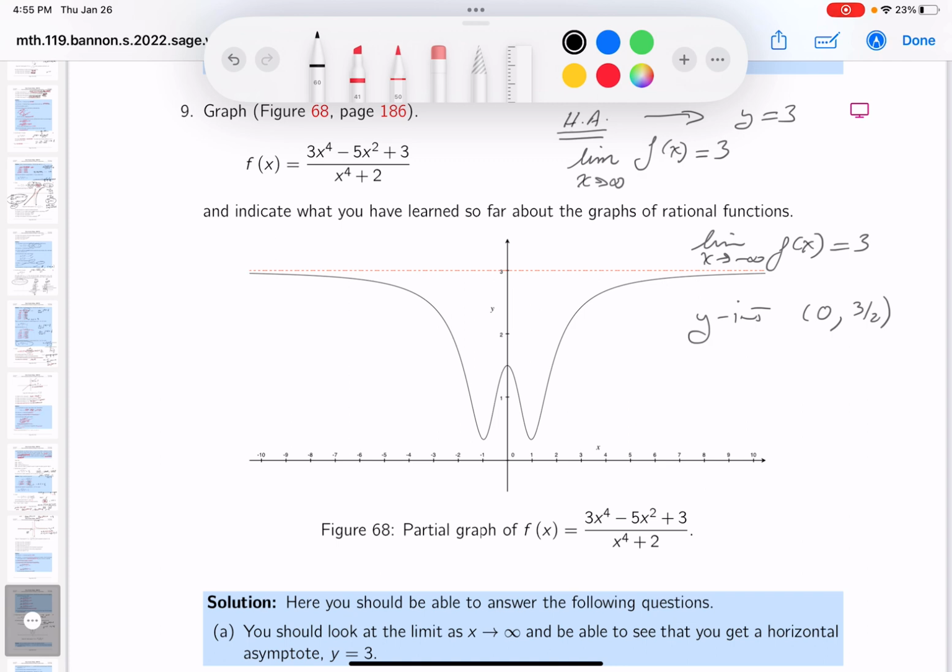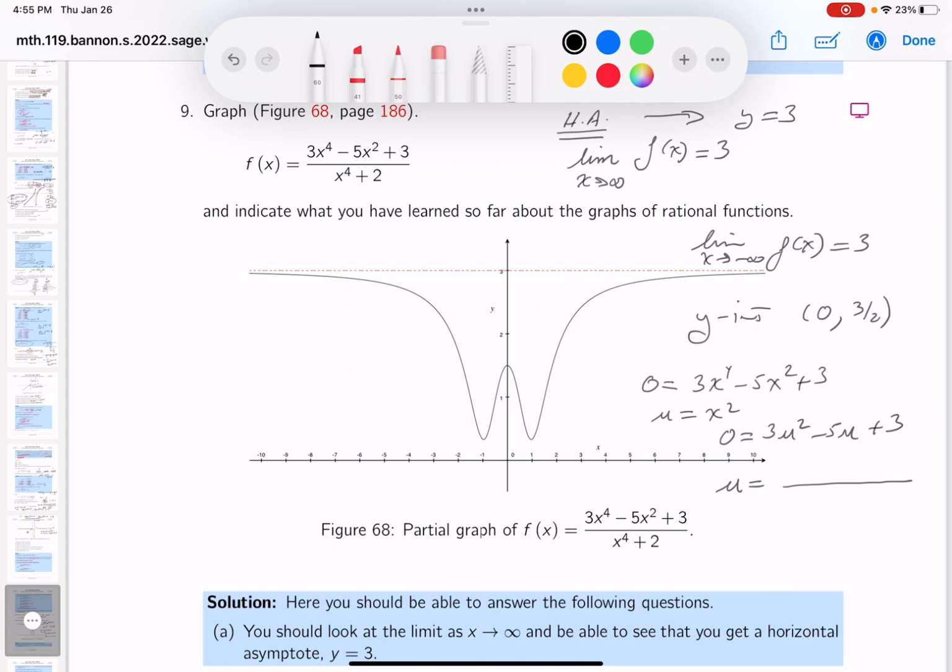Now, what else could I do? I guess I could look for x-intercepts. And to do that, I set the function to 0. And what would you get over there? Well, that could only occur if the top is equal to 0. I'm going to let u equal x squared, and then I'd get 0 equals 3u squared minus 5u plus 3. I certainly can't factor that using my fingers, but I guess I could use the quadratic formula. Let's take a look at that.